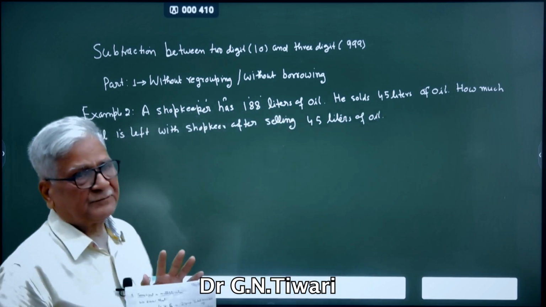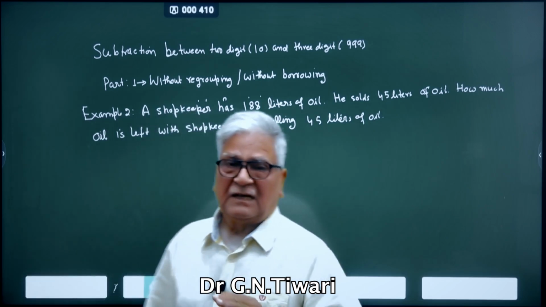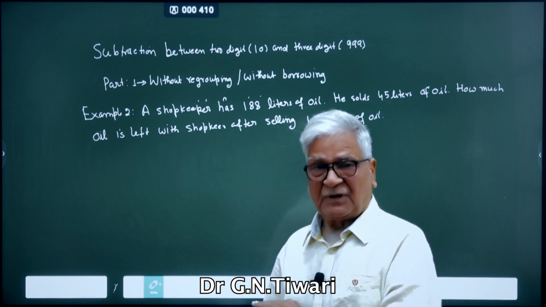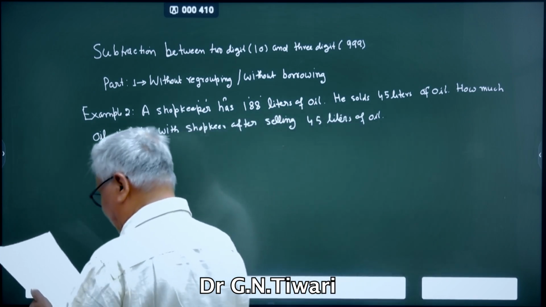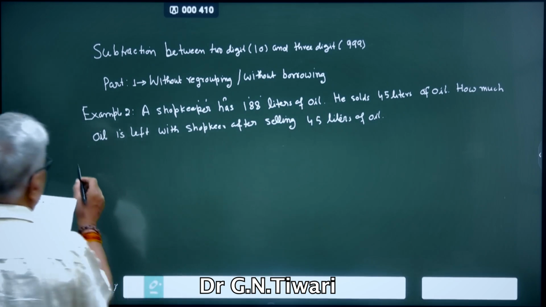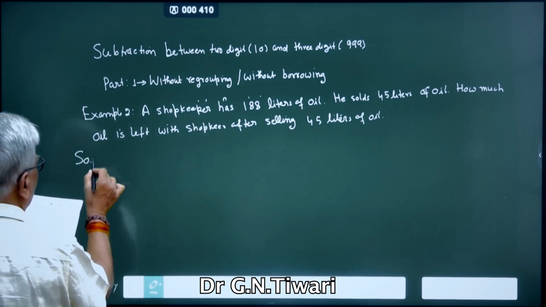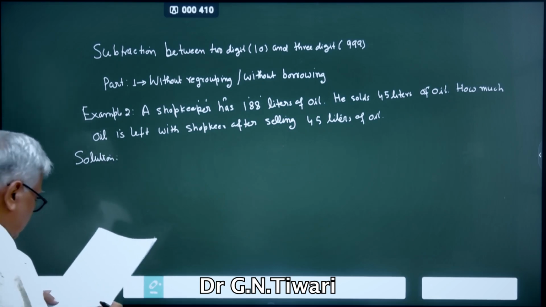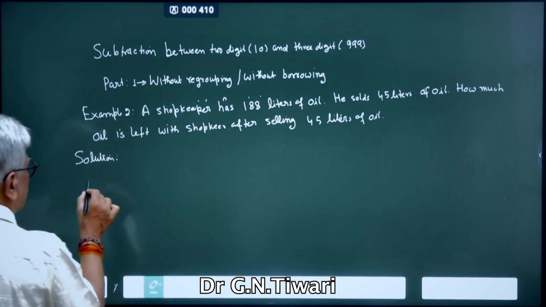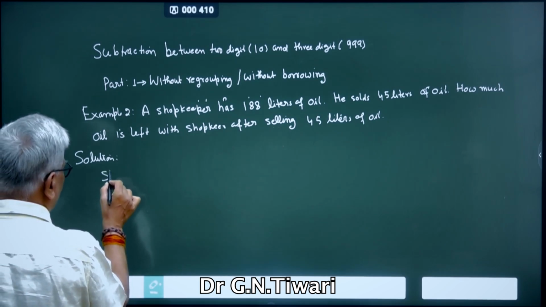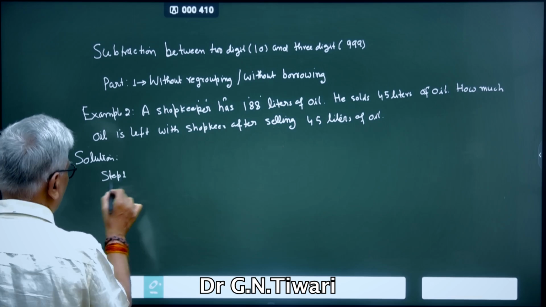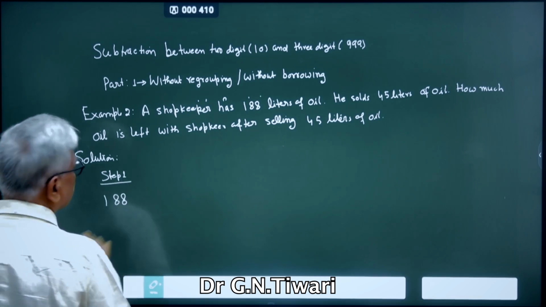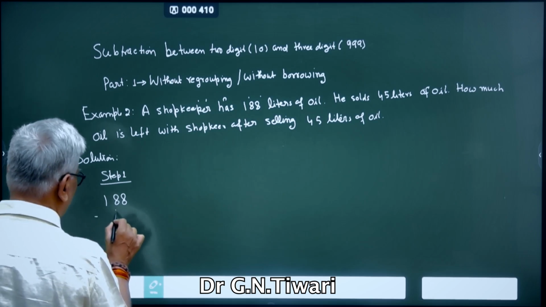Now, I have already said that in a subtraction, the minuend should be higher than the subtrahend. So here, I am giving you the solution. Solution. I am writing step 1. Now 188 minus 45.